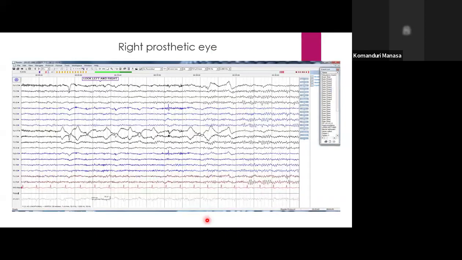This is an example where we might get an asymmetric horizontal eye movement artifact when there is a right prosthetic eye. This patient had a right prosthetic eye, and we can see the horizontal eye movements only on the left side. This could be frontalis twitch. What we see in the right channel is a frontalis twitch, which is seen in the frontal cortex.